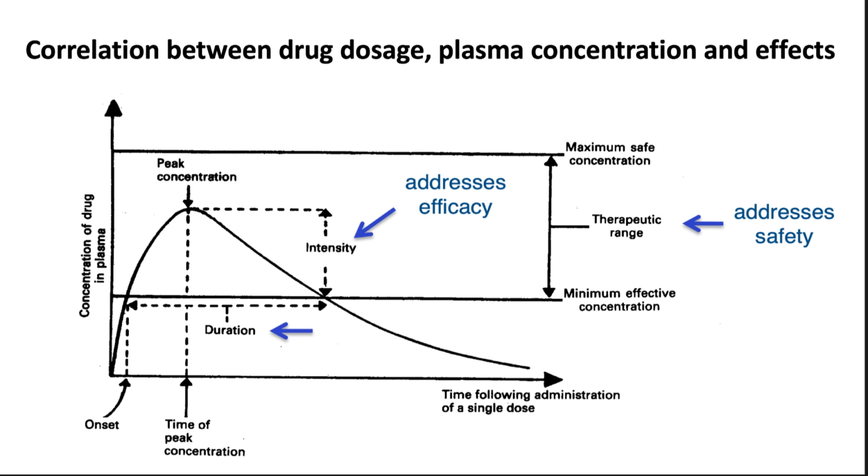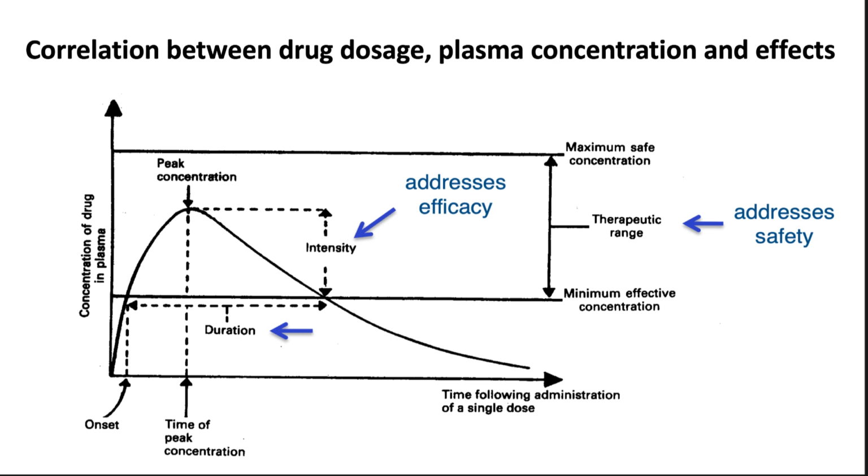That means the difference between having enough to produce your effect, that is above the minimum, should hopefully still be way less than the maximum safe concentration. So the larger that range, the safer it is to use that drug. You can produce the effects without a big risk of having side effects.